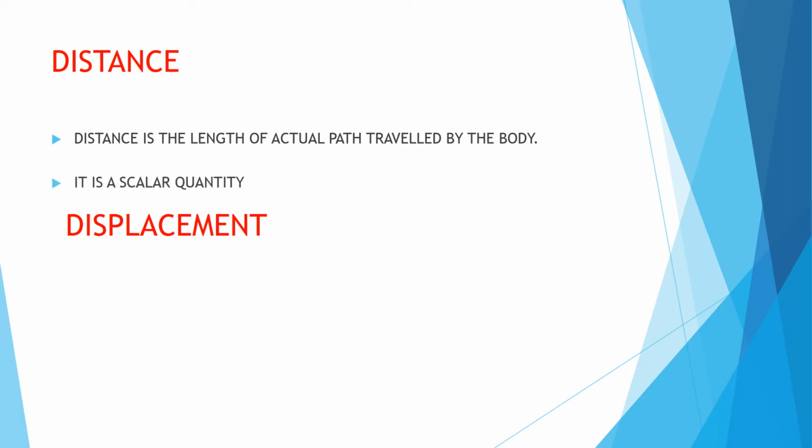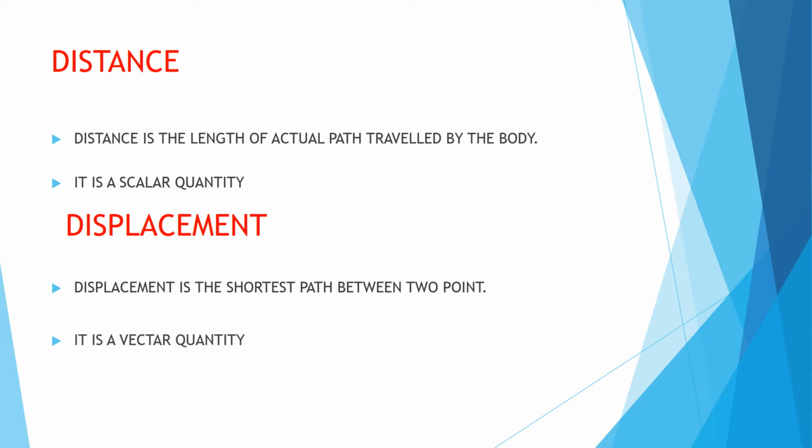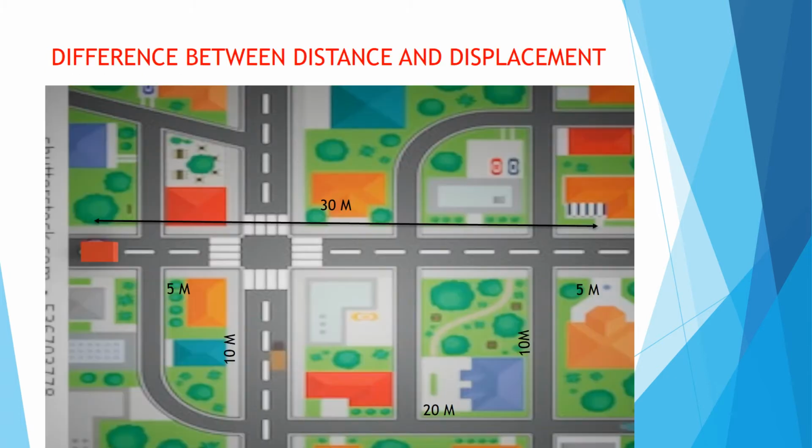We all have read about distance and displacement from our 6th standard, so I am not going to teach that much about it. Distance is the length of the actual path traveled by the body. It is a scalar quantity, which means it has only magnitude but no direction. Displacement is the shortest path between 2 points. It is a vector quantity, which means it has both magnitude and direction. Difference between distance and displacement.